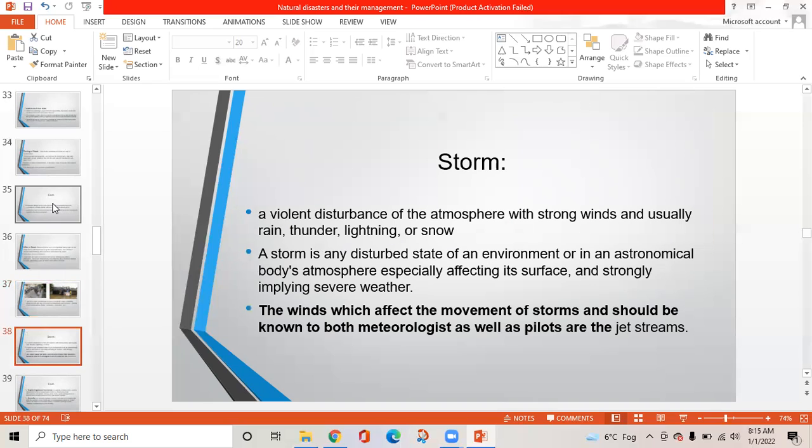Storm. A violent disturbance of the atmosphere with strong winds and usually rain, thunder, lightning, or snow. A storm is any disturbed state of an environment or an astronomical body's atmosphere, especially affecting its surface or strongly implying severe weather. The winds which affect the movement of storms, and which should be known to both meteorologists as well as pilots, are the jet streams.